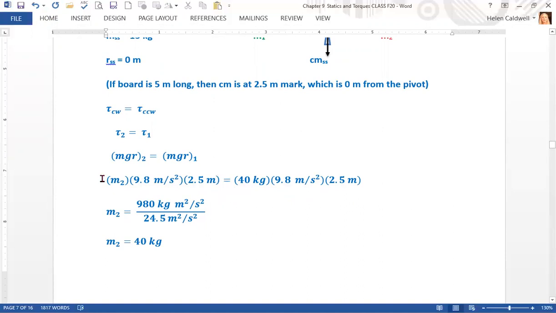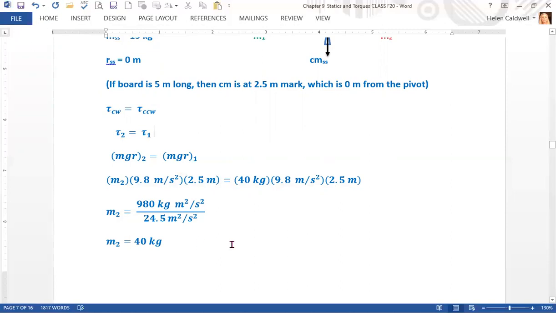So mass 2 times 9.8 meters per second squared times 2.5 meters equals 40 kilograms times 9.8 meters per second squared times 2.5 meters. You should notice that we have 2.5 and the 9.8 on the right, 2.5 and the 9.8 on the left. 40 kilograms on the right and M2 on the left. Somebody should have figured out by now that M2 is going to be 40 kilograms. But if you can't figure it out, you can do the math. So 40 times 9.8 times 2.5 is 980 kilogram meters squared per second squared. 2.5 times 9.8 is 24.5 meters squared per second squared. And when you do the math, you get 40 kilograms.